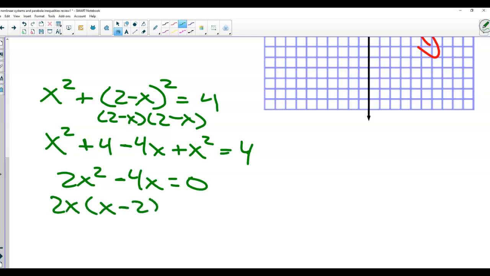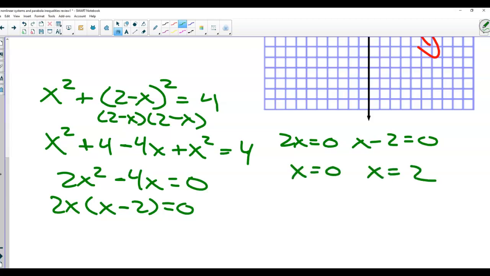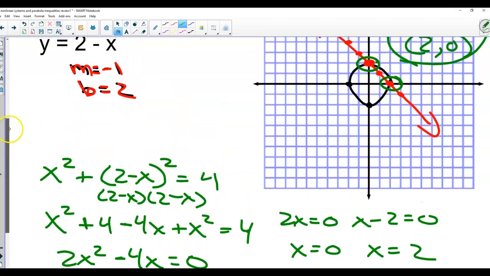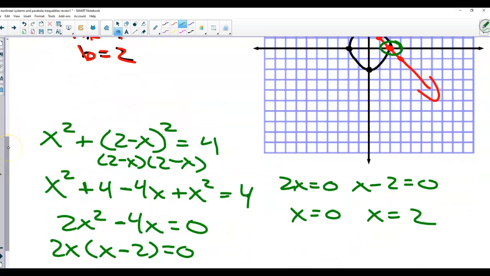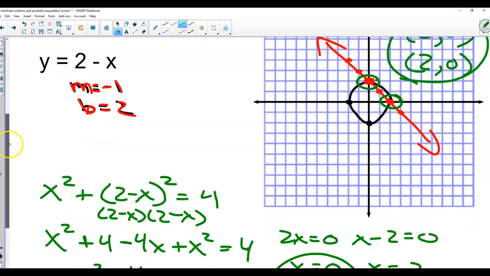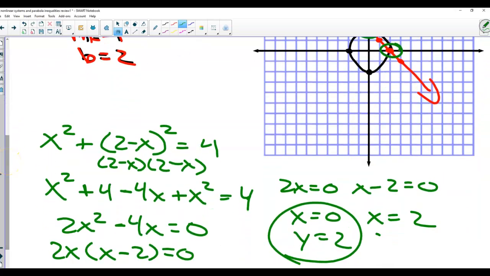And now it's basic factoring. Take the 2x, and 2x minus 2 equals 0. So 2x equals 0, x minus 2 equals 0. Therefore, x equals 0, and x equals 2. When x equals 0, 2 minus 0 is 2, my y equals 2. When x equals 2, 2 minus 2 is 0, so therefore my y equals 0. And these are your two answers.